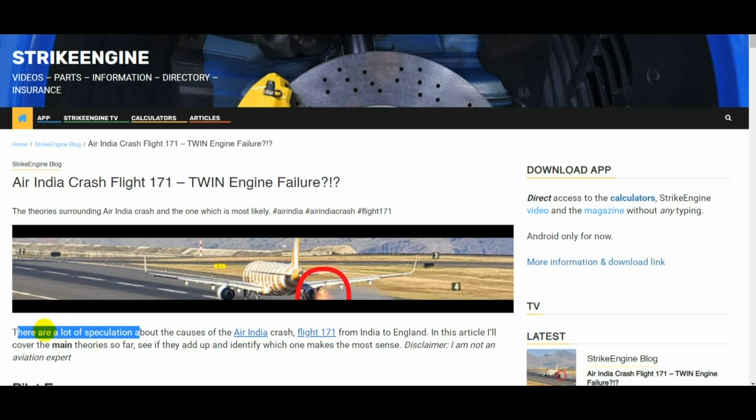So starting off the article, there is a lot of speculation about the causes of the Air India crash, Flight 171 from India to England. In this article, I'll cover the main theories so far to see if they add up and identify which of the theories about the crash make the most sense. And a quick disclaimer, I am not an aviation expert.